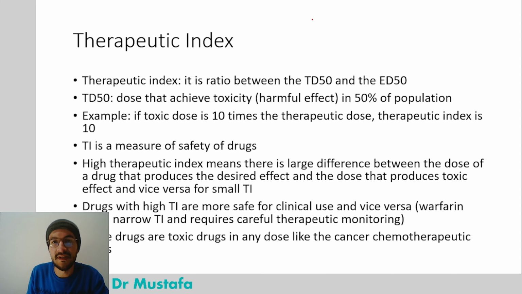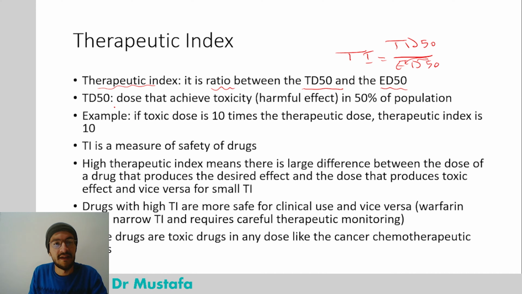Now let's talk about the therapeutic index. The therapeutic index, the TI, equals the TD50 divided by the ED50. We mentioned that the ED50 is the dose that achieves 50% of the effect. The TD50, on the other hand, is the dose that achieves toxicity, a harmful effect, in 50% of the population. So it is the dose that achieves 50% of the harmful or toxic effect.